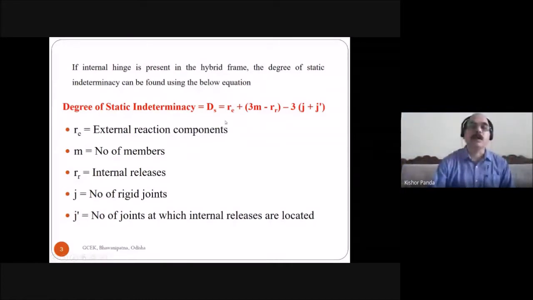What is r? r is the external reaction components, and m is the number of members you have to consider, and rr is the internal release. If an internal hinge is present in the member, there is a release of forces at each member, so you have to take rr as the internal release. j is the number of rigid joints, and z dash is the number of joints at which internal releases are located. Using this equation also, you can find the degree of static indeterminacy.